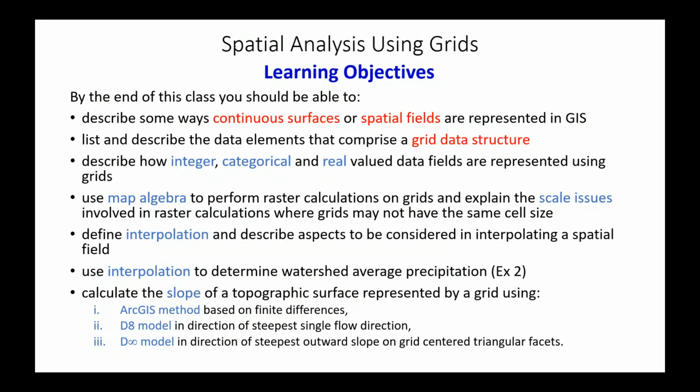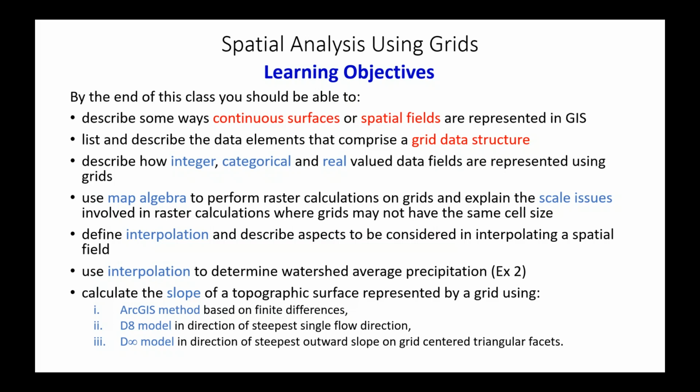By the end of this class, you should be able to describe some of the ways continuous surfaces or spatial fields are represented in GIS. You should be able to list the data elements that comprise a grid data structure, describe how integer, categorical, and real value data fields are represented using grids, use map algebra to perform raster calculations on grids, and explain the scale issues involved in raster calculations where grids may not all have the same cell size.